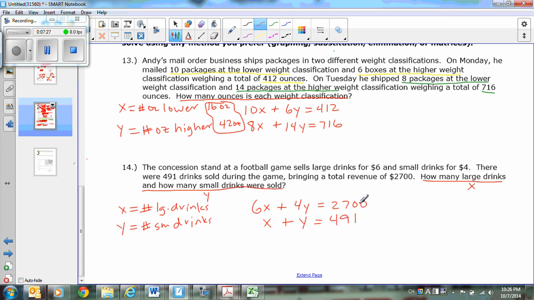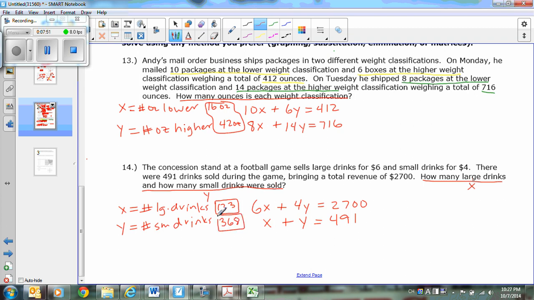All right, at this point, use any method you want. Probably matrices is what you'll choose to get your solution. And when you do, you should end up with Y is 123. That's how many small drinks were sold. And then the number of large drinks sold was 368.